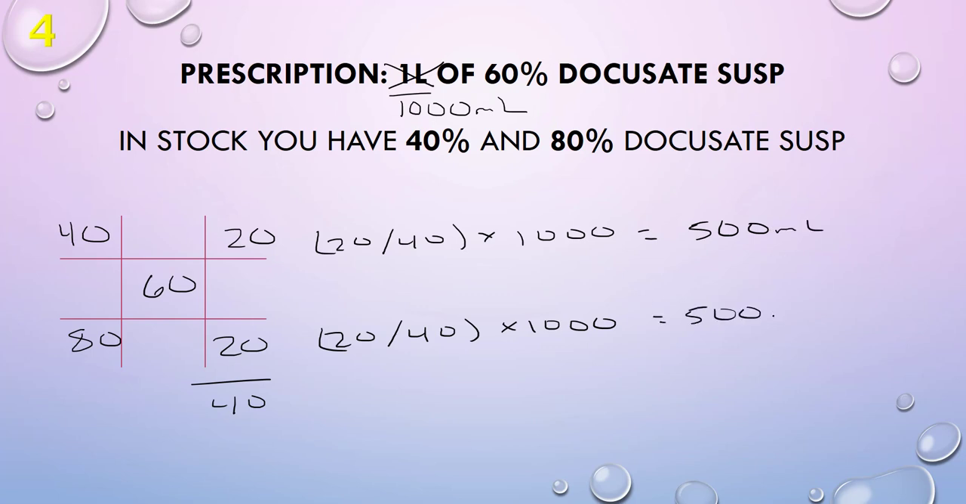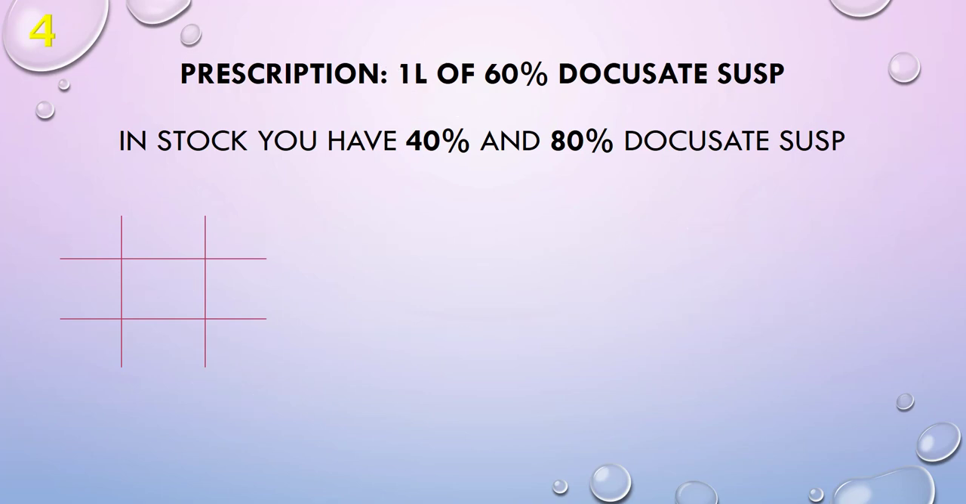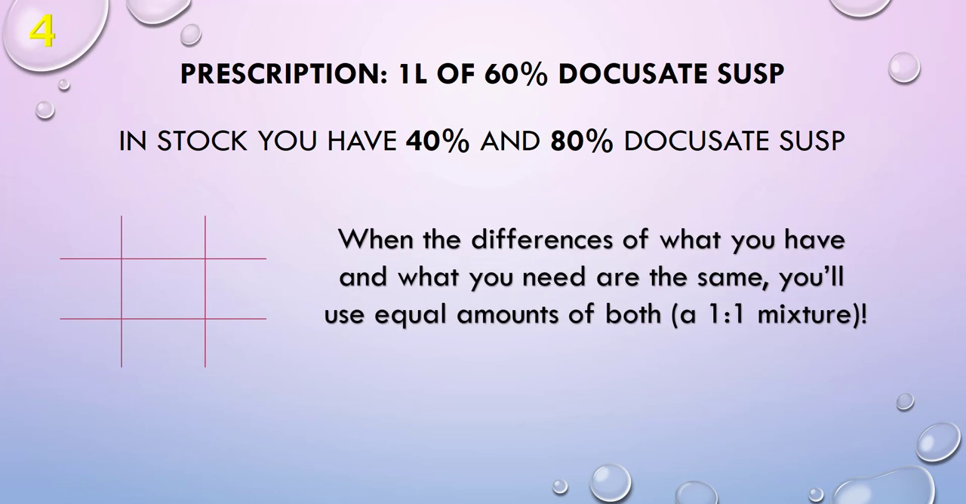So why do we have the same amount, same quantity required for both 40% and 80%? Well, the easy explanation is that 40% is 20% away from what we're after, and 80% is also 20% away from what we're after. That's not to be confused with the amount of parts here, but what I'm getting at is that when you have two quantities that are equidistant, the difference is the same. So here, they're both 20% away from what we're after. What I'm getting at is that when the differences of what you have and what you need are the same, you'll use equal amounts of both.